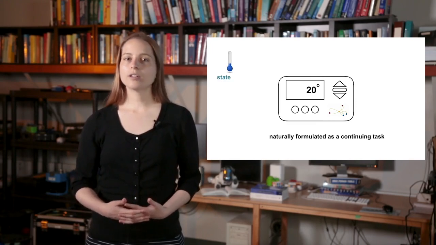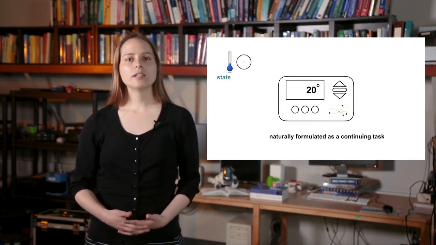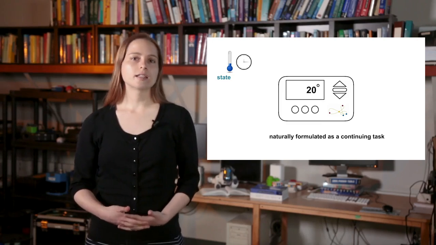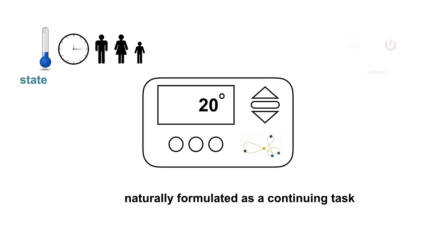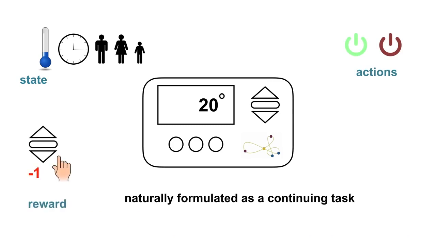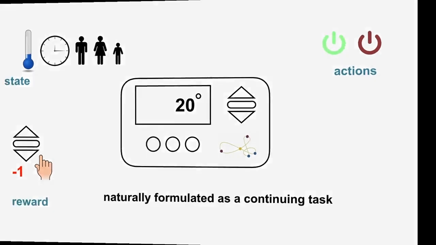The state could be the current temperature, along with details of the situation, like the time of day and the number of people in the building. There are just two actions: turn on the heater or turn it off. The reward would be -1 every time someone has to manually adjust the temperature, and 0 otherwise. To avoid negative reward, the thermostat would learn to anticipate the user's preferences.